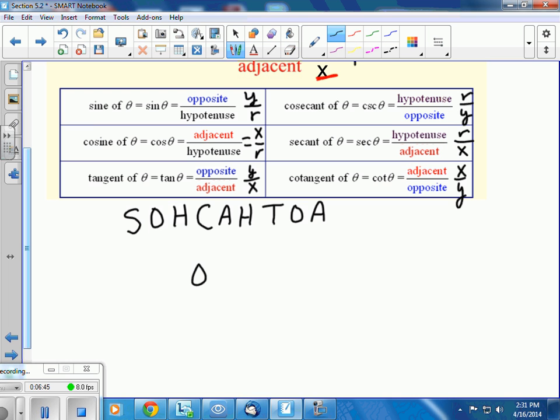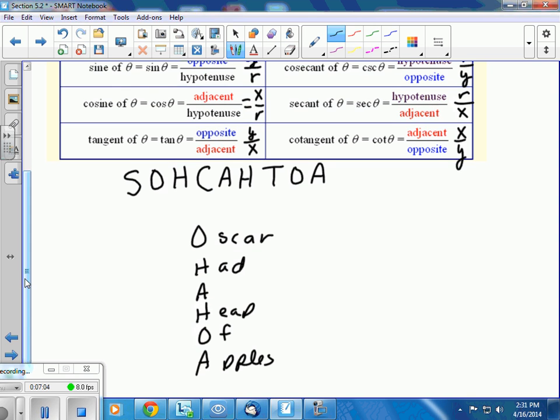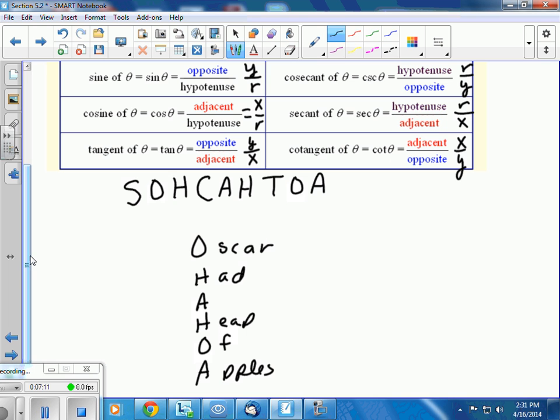Oscar had a heap of apples. And I can spell Oscar had a heap of apples. And the nice thing is you'll see it's all of those opposite, hypotenuse, opposite, adjacent. And they go right in the same order as we teach them.